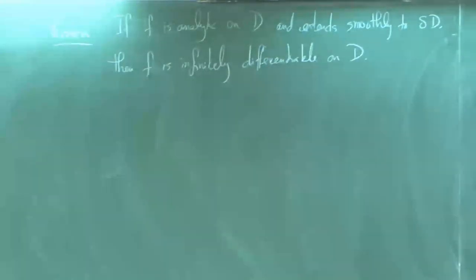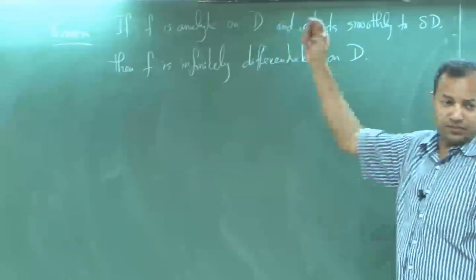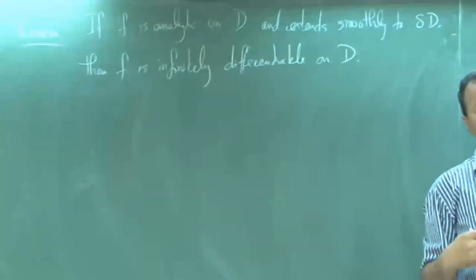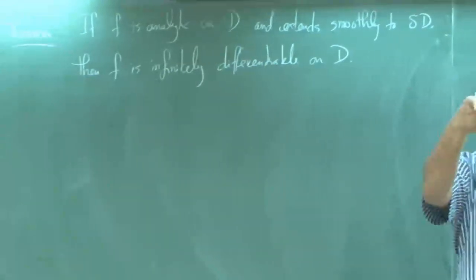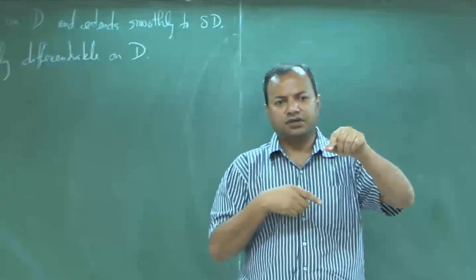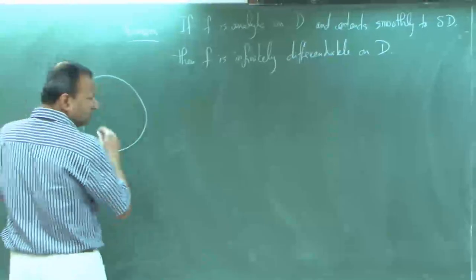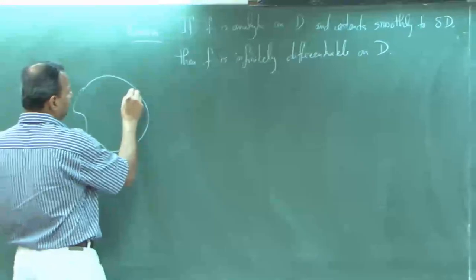Mathematically, I mean that f is defined on the open set, and there is a boundary. As you take the limit of the value, approaching the boundary from any direction, the value of the function as you follow any path. So essentially, it's a continuity that you have.